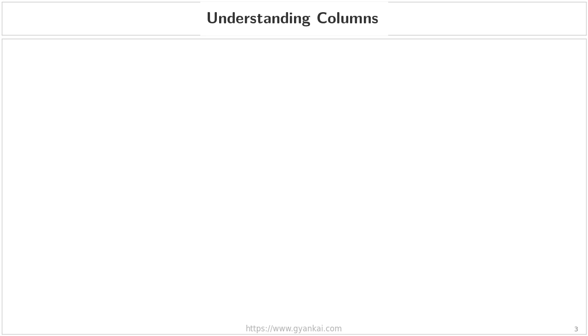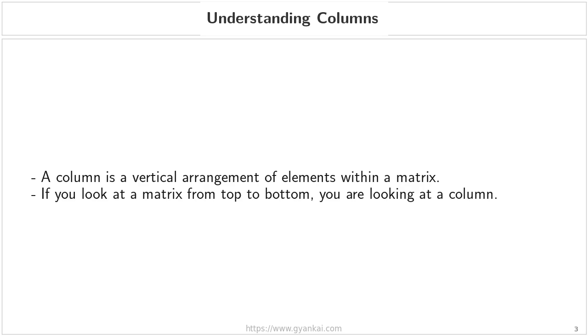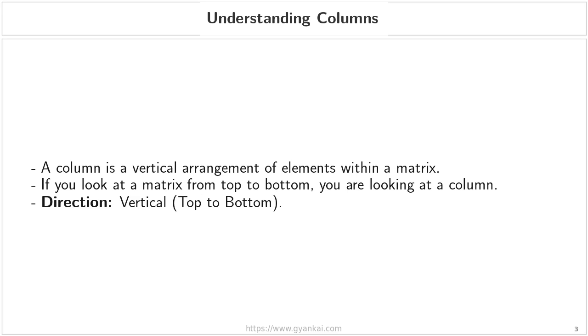Understanding columns. Now that we have a clear understanding of rows, let us move on to the second primary dimension of a matrix, the columns. A column is defined as a vertical arrangement of elements within a matrix. While we previously discussed reading rows from left to right, reading a column is different. If you look at a matrix from top to bottom, you are looking at a column. To put it simply, the direction of a column is always vertical.